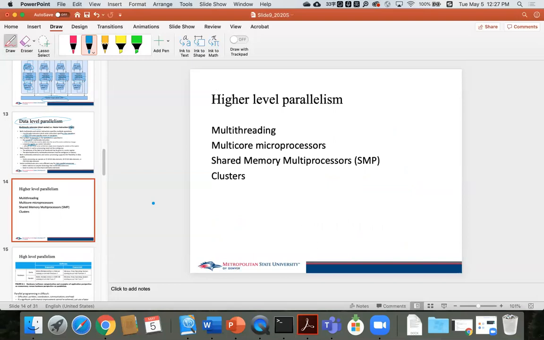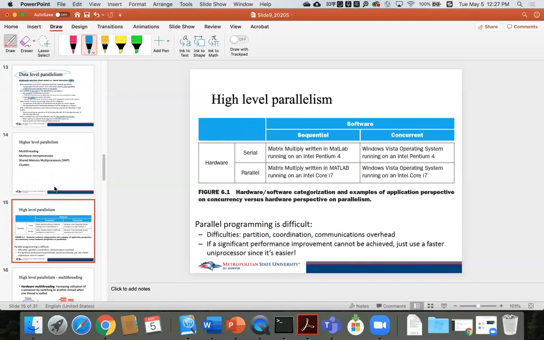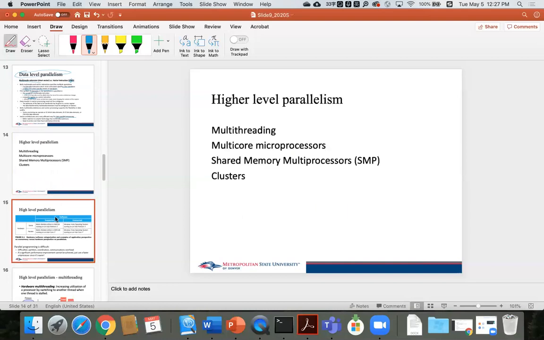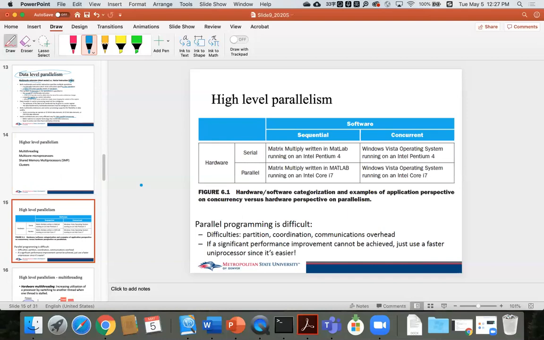Like a cluster, multiprocessor. What does that mean? What does each of them mean? We'll go through some general concepts. First of all, for high-level parallelism, we need to be able to differentiate what is the software understanding of the parallelism and what is the hardware understanding of the high-level parallelism.